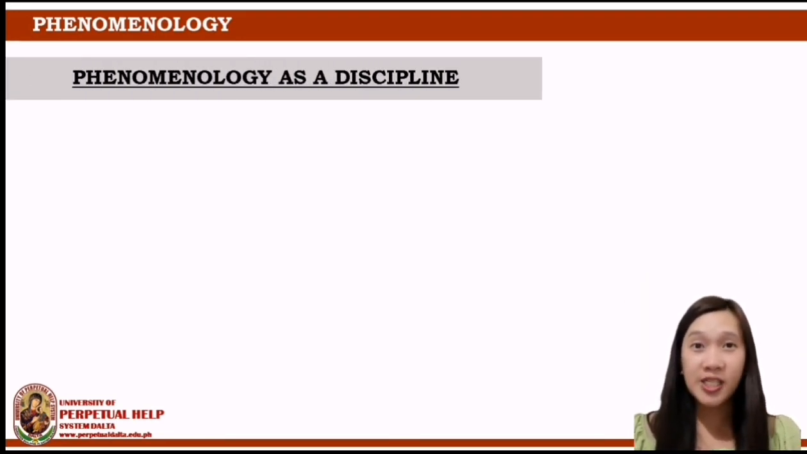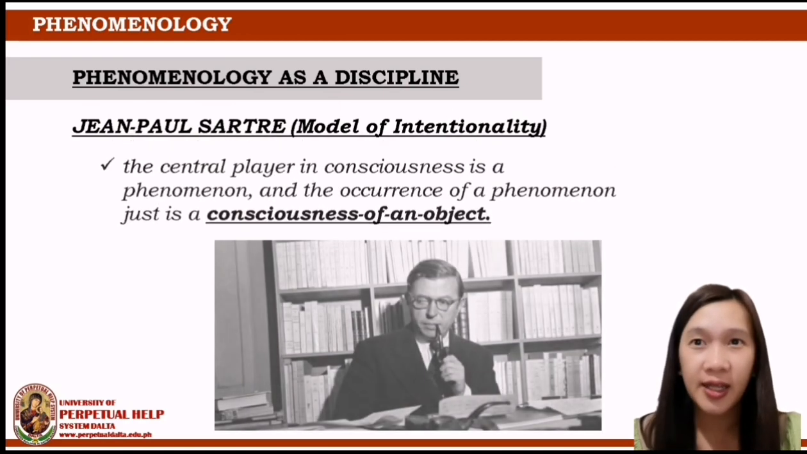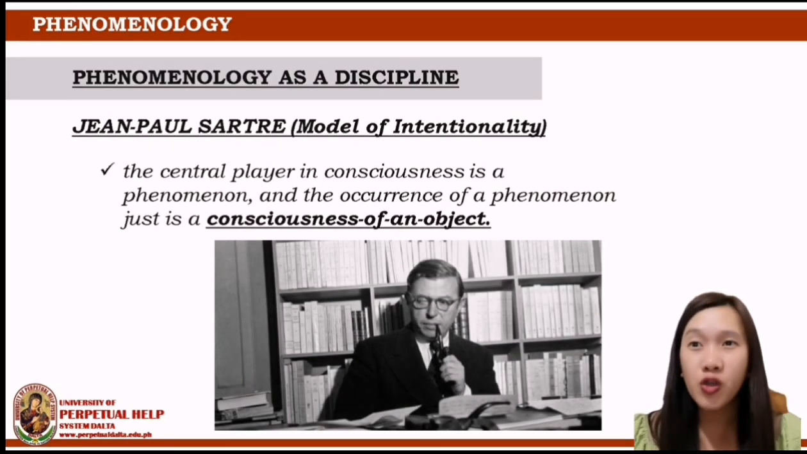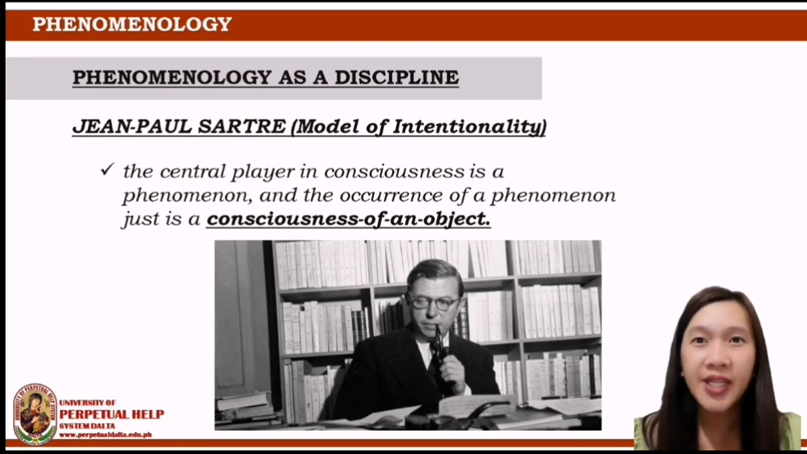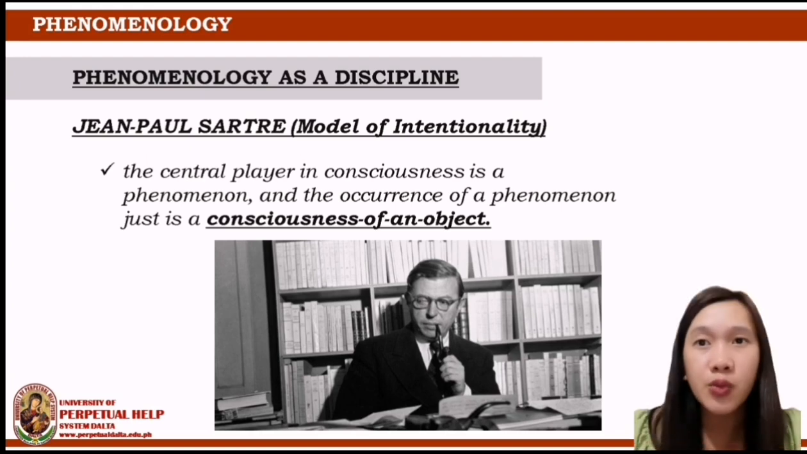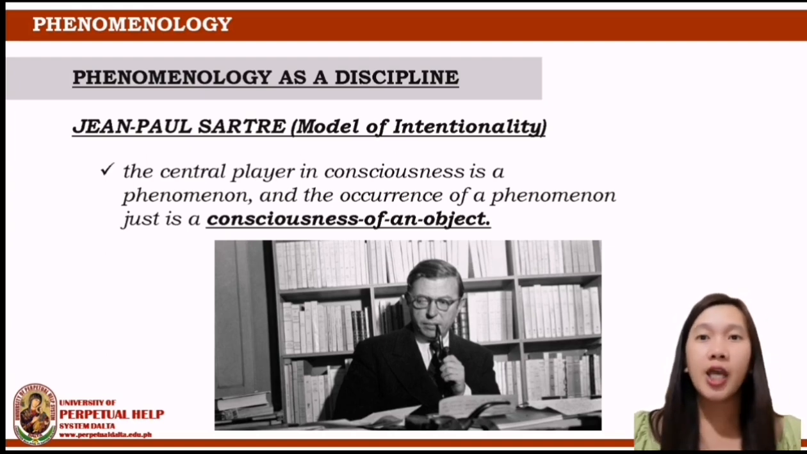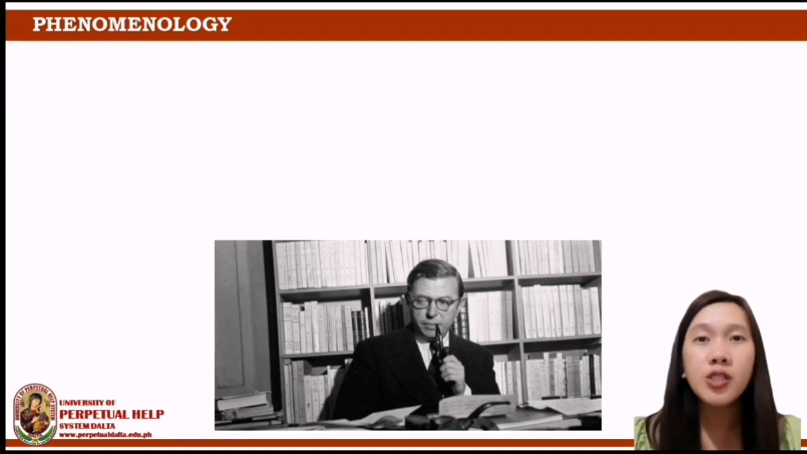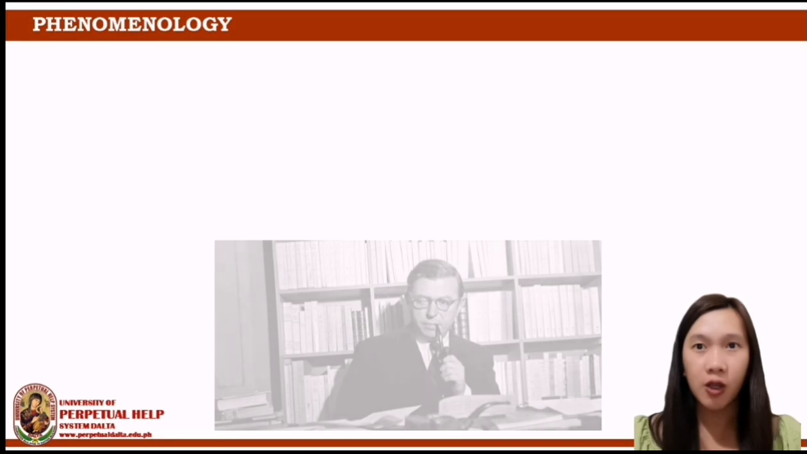In Jean-Paul Sartre's model of intentionality, the central player in consciousness is a phenomenon, and the occurrence of a phenomenon just is a consciousness of an object. All things in this world as we normally experience them are phenomena, beneath or behind which lies their being in itself. Consciousness, by contrast, has being for itself, since each consciousness is not only a consciousness of its object, but also a pre-reflective consciousness of itself.